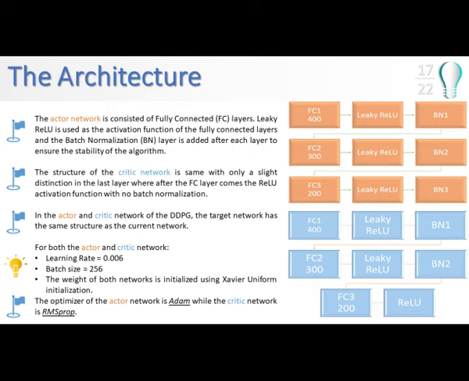stability of the algorithm. And the structure of the critic network, that is in blue here, is the same, with only a slight distinction in the last layer, where after the fully connected layer comes the ReLU activation function with no batch normalization, just for the last layer. The parameters and hyperparameters, learning rate and batch size, we stated here. The weights of both networks are initialized using Xavier uniform initialization, and the optimizer of the actor is Adam, and the critic network is RMSprop.